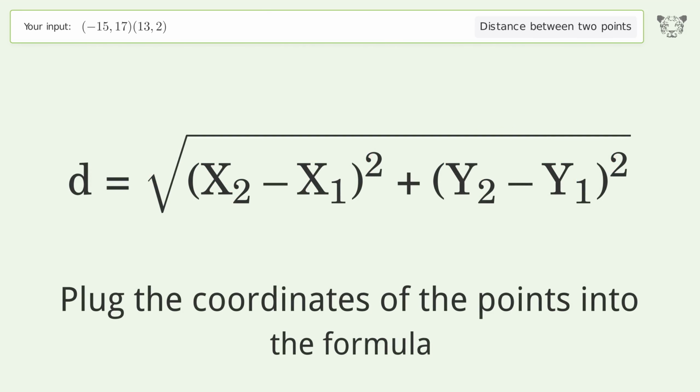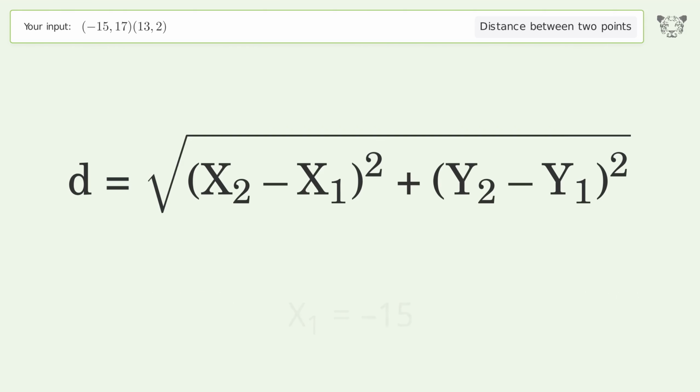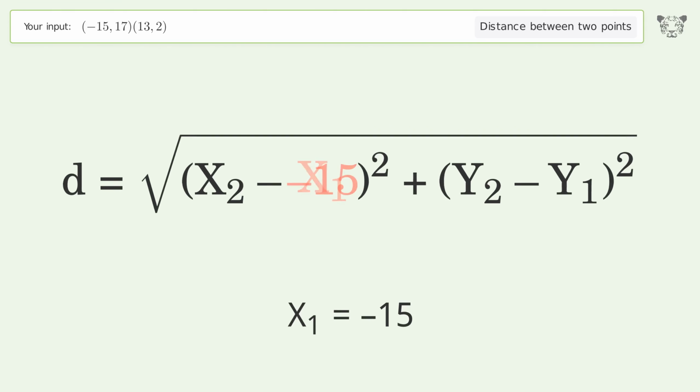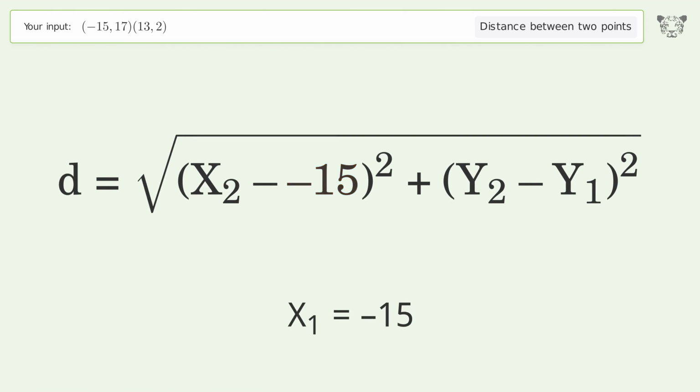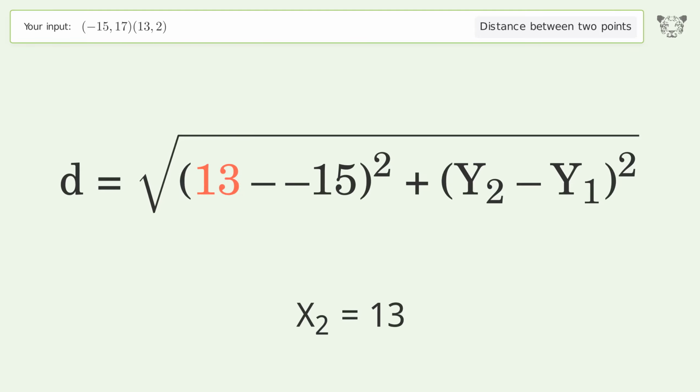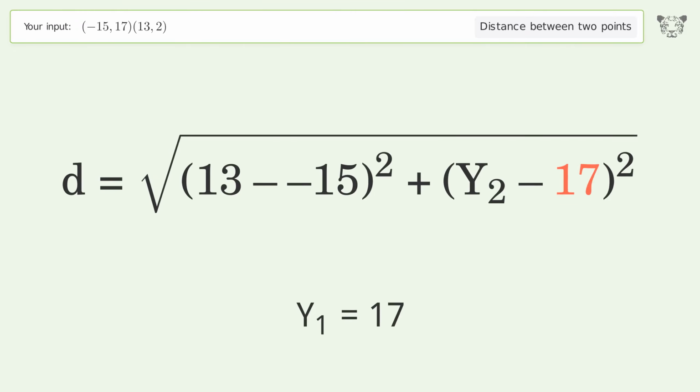Plug the coordinates of the points into the formula. x1 equals -15. x2 equals 13. y1 equals 17. y2 equals 2.